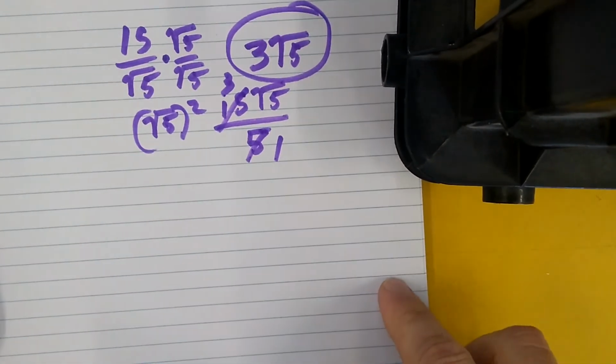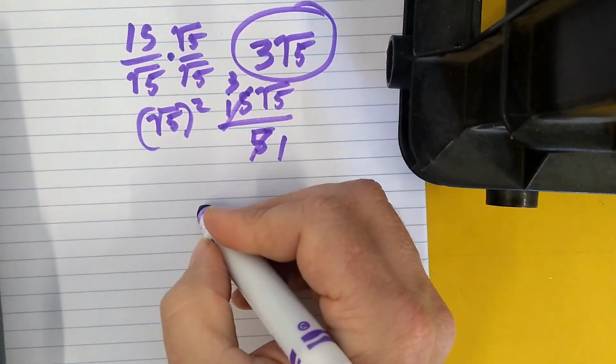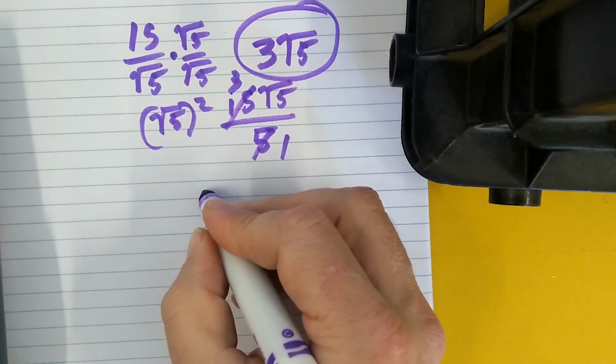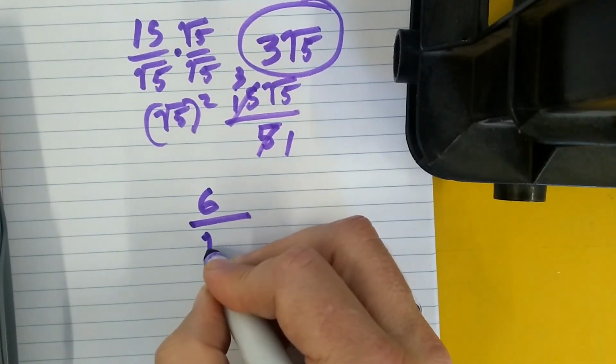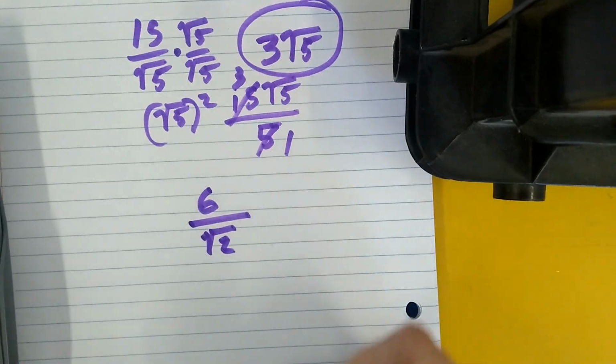Okay, I'm going to leave you with one more to go. See if you can figure it out on your own. What is 6 divided by square root of 2?